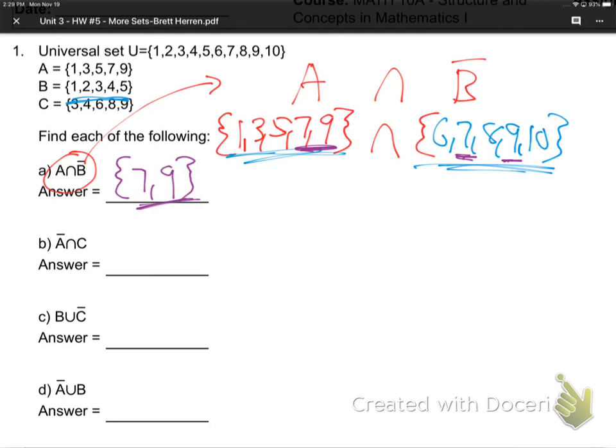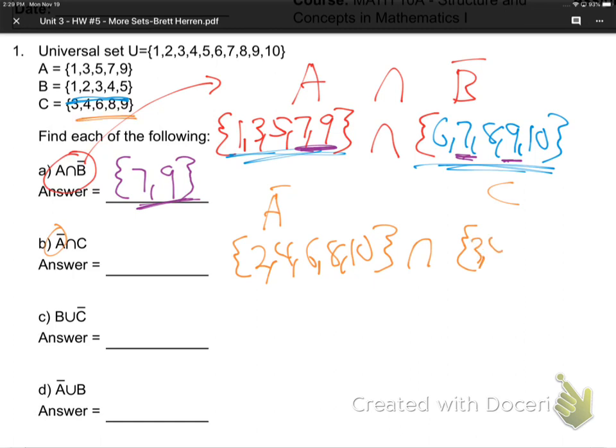So let's try part B here. Did y'all get part B? A complement means the stuff not in A, which would be the even numbers, right? 2, 4, 6, 8, 10. Overlap with C, and what's in C? 3, 4, 6, 8, 9. So what's the overlap between those two sets? Looks like 4 is in both, 6 is in both, 8 is in both. That's it. Oh, and that was the answer I gave, huh? For both. Yeah, I just messed up. I was looking at the wrong one. 4, 6, 8 is the correct answer.